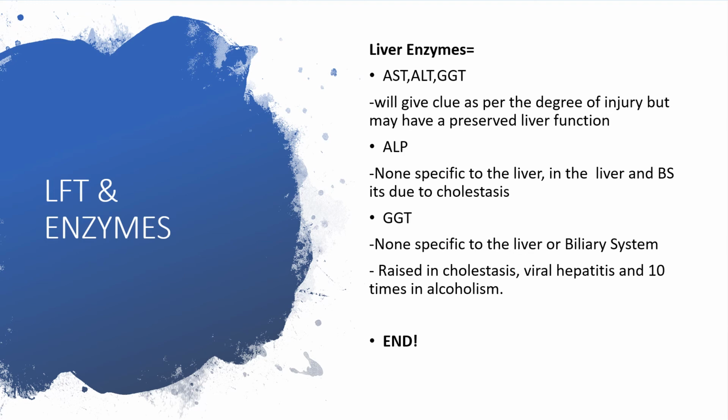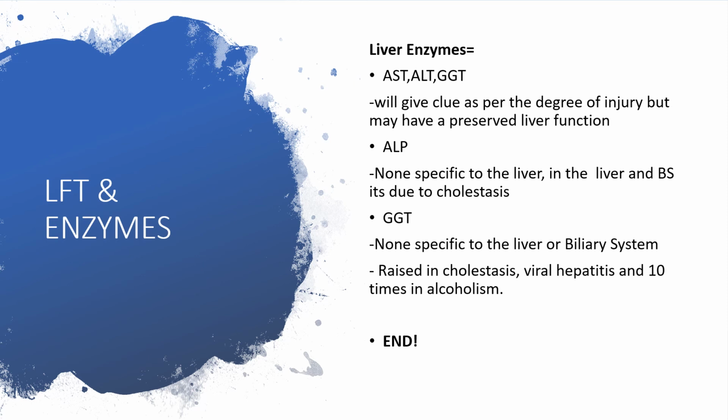So the first thing we should do is get liver enzymes. When they are raised and pointing to severe liver injury, then we should call for liver function test. So when the result is out and the liver function test is showing, oh man, this is bad, then we know we have trouble at hand. Because the liver enzymes will give a clue as to the degree of injury that may have a preserved liver function.